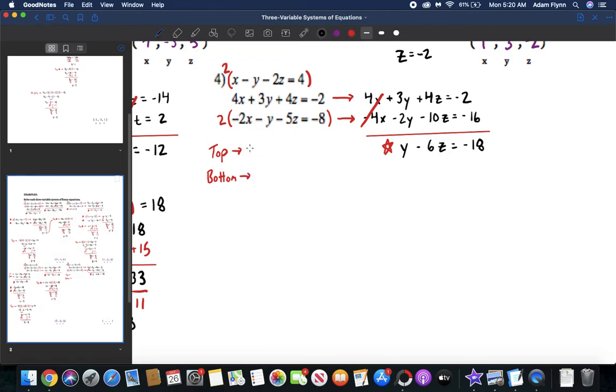So when I write these two equations, my scaled top equation, once I distribute that 2, is going to be 2x minus 2y minus 4z equals 8. And my original bottom equation is negative 2x minus y minus 5z equals negative 8.